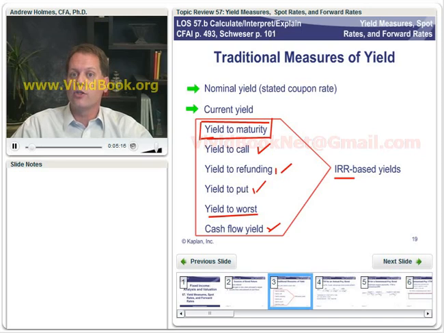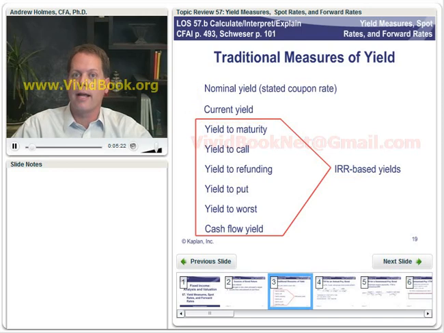So yield to maturity, big deal. Okay, and the thing you have to remember is that current yield is its own term, right? That doesn't mean current yield to maturity. So make sure you keep those two things straight. We'll define all of these, but let's start off talking about yield to maturity since that's our prime measure.